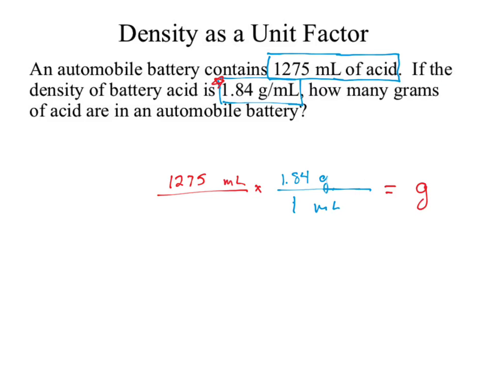Now when I look at the work, what happens? Milliliters will cancel. What unit would I be left with? Grams. The end result is I get 1275 times 1.84. Now I'm done. Okay? There are people that will go through and say, well, couldn't you have said density equals mass over volume? Since I'm solving for mass, it's just density times volume.